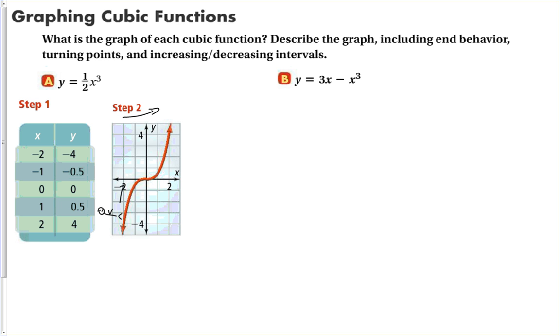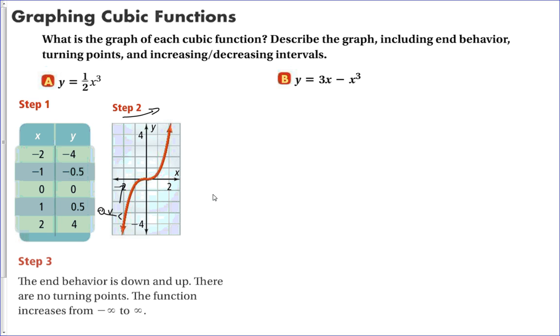If you're walking upwards, it's increasing. If you're walking downwards, it's decreasing. So to describe this, the end behavior is down, up. There are no turning points because you would continually walk up on this entire graph. You would never walk down. So therefore, the function is increasing from negative infinity to positive infinity.